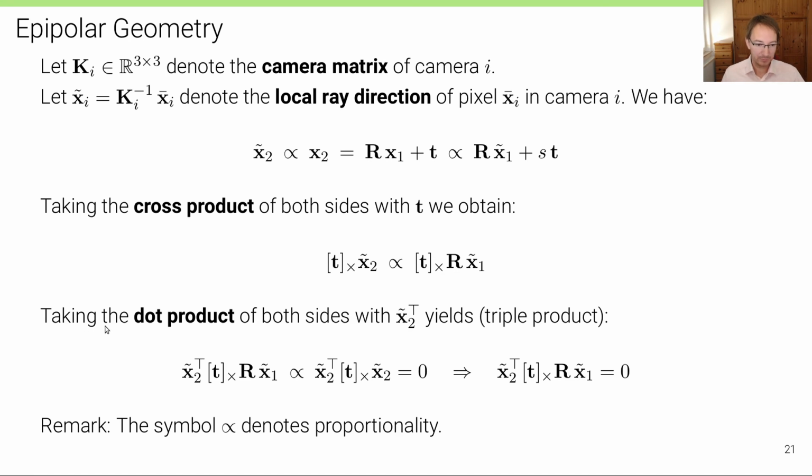Now what we can do next is take the dot product of both sides, again on the left side here, with x tilde 2 transpose, which yields the following expression here. We have x tilde 2 transpose, t cross product, so this is the skew symmetric matrix we've introduced in the previous lecture, R x tilde 1.